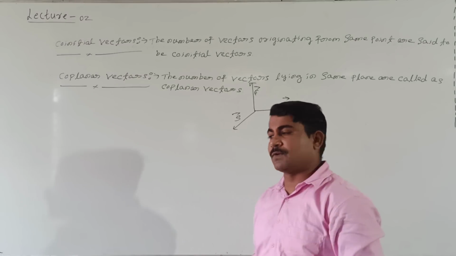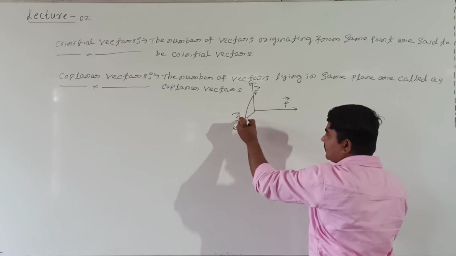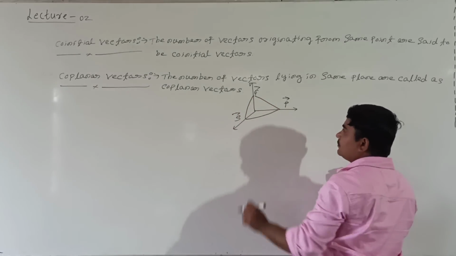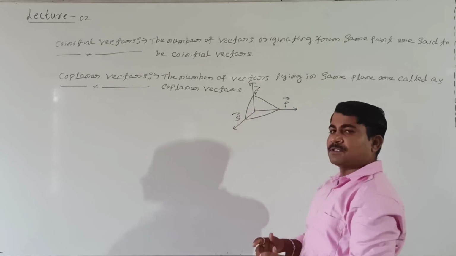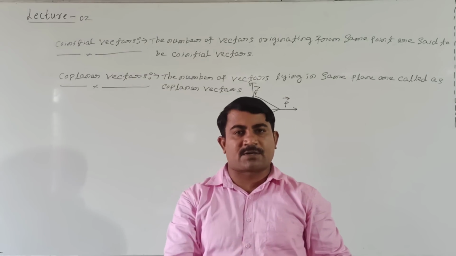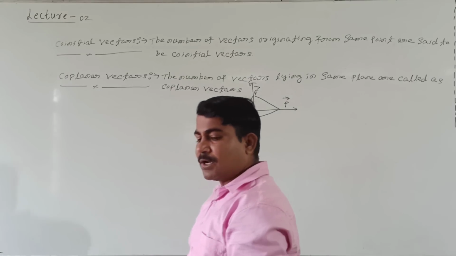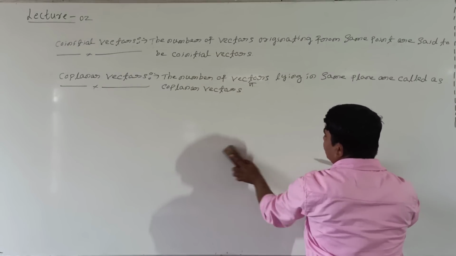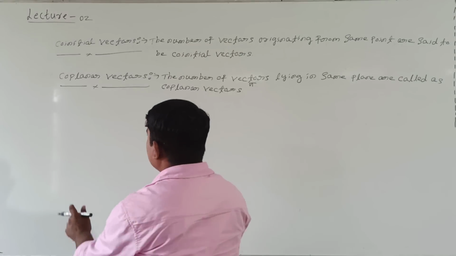How to join it actually? One vector can come from this point, you can join like this, from this point you can join like this, or you can join like this also. Right? All three vectors are lying in the same plane. Such vectors we are calling co-planar vectors. After this, one more type of vector that we are calling orthogonal vectors.